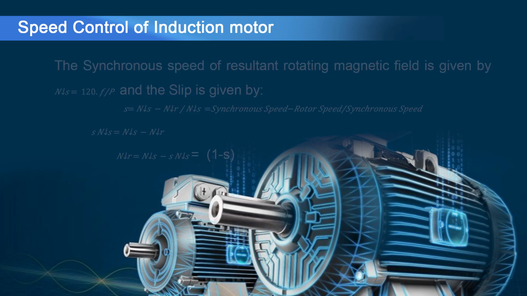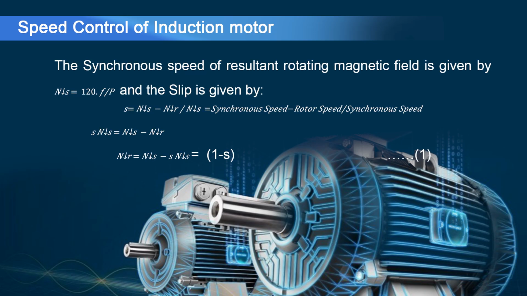The synchronous speed of the resultant rotating magnetic field is given by Ns = 120 f upon P, where f is the frequency of the supply and P is the number of poles of the motor. So, when we are feeding the power to the stator of induction motor, the rotating magnetic field starts rotating at synchronous speed. Synchronous speed minus rotor speed divided by synchronous speed is known as slip. s = (Ns - Nr) upon Ns.